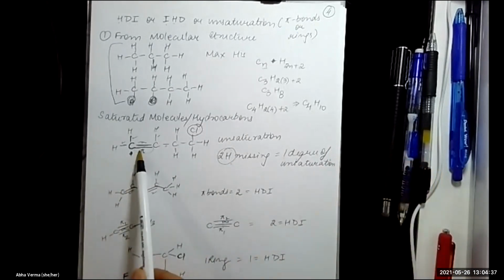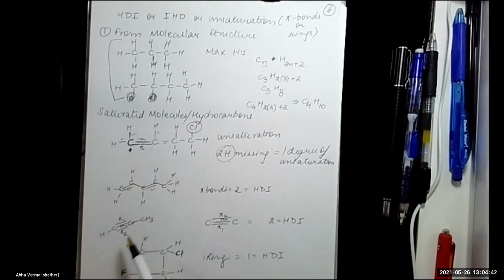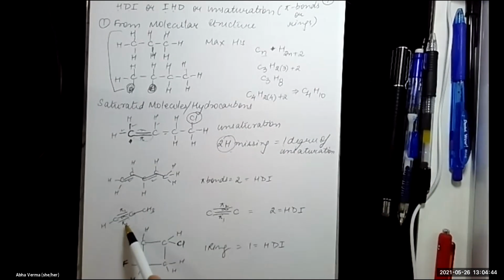In case of a double bond, you will count them as one pi bond, but in case of a triple bond, you must count 2 pi bonds. In case of a ring, you must count that as 1 degree of unsaturation.